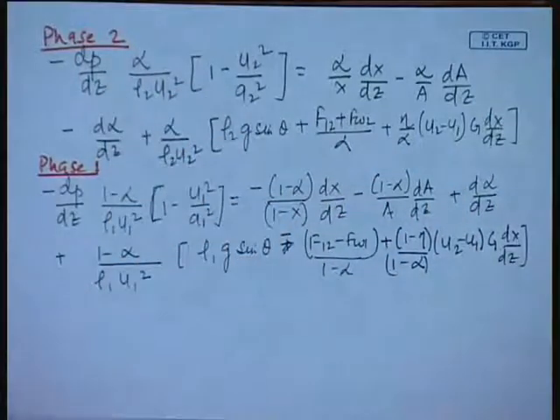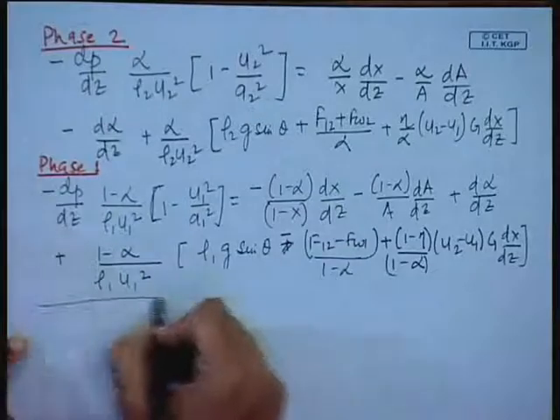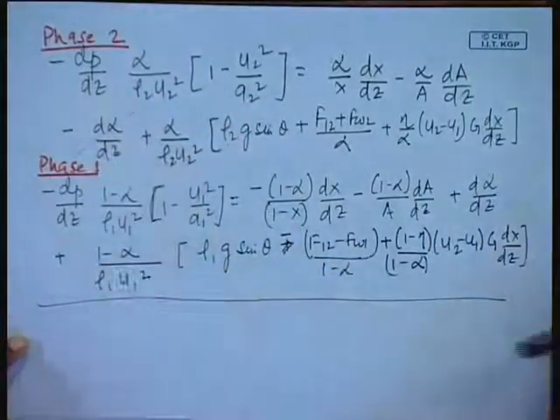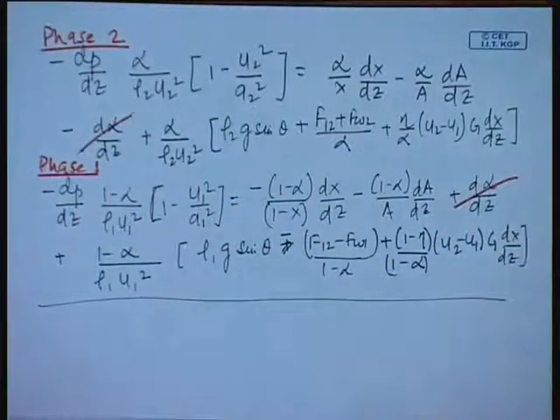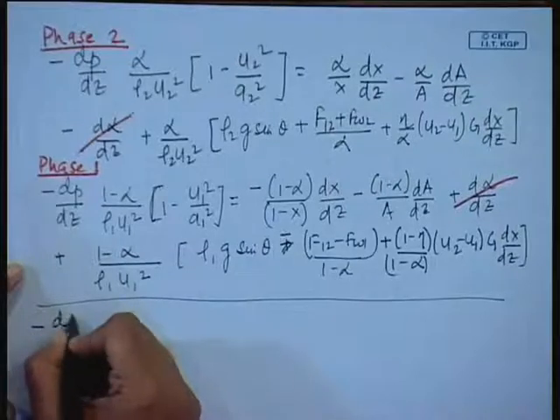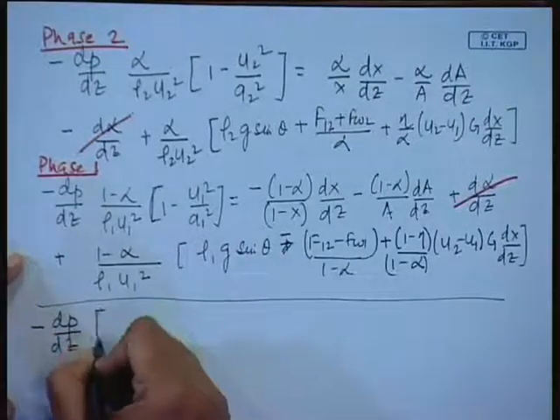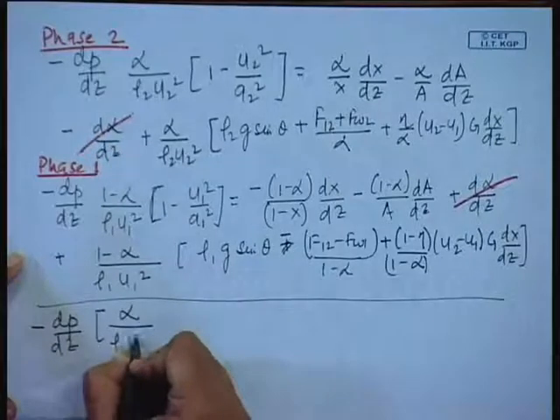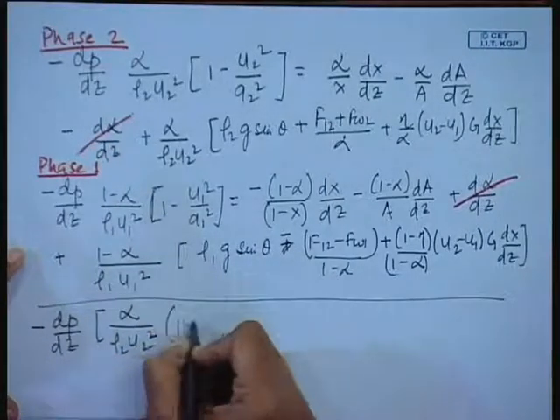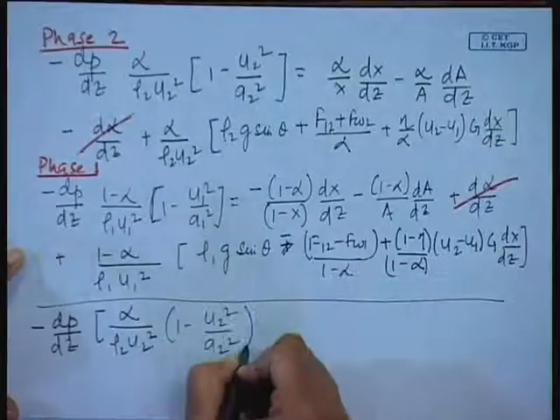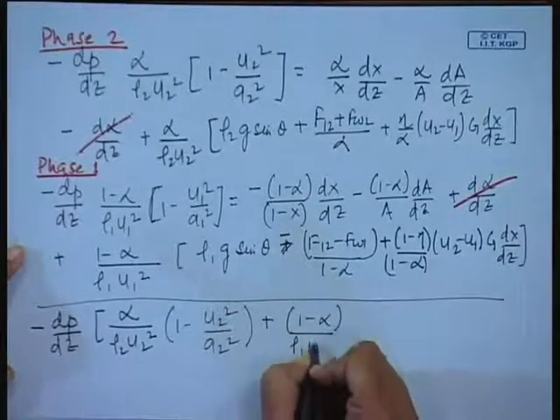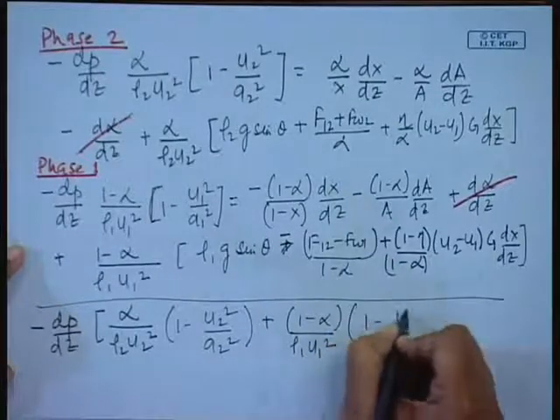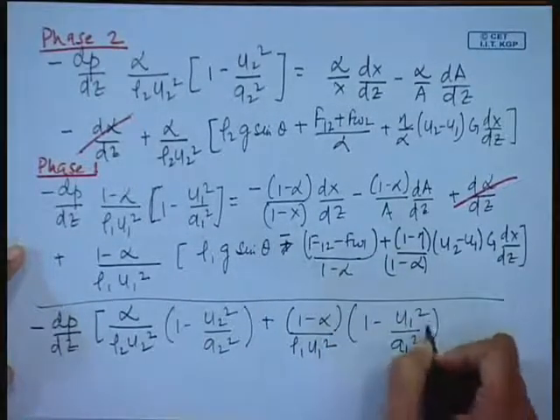Now, if we add the two equations, this term will get cancelled out, minus d alpha dz plus d alpha dz, it cancels out, is not it? And then what do you get in this particular case? Minus dp dz alpha by rho 2 u 2 square into 1 minus u 2 square by a 2 square plus 1 minus alpha by rho 1 u 1 square into 1 minus u 1 square by a 1 square.